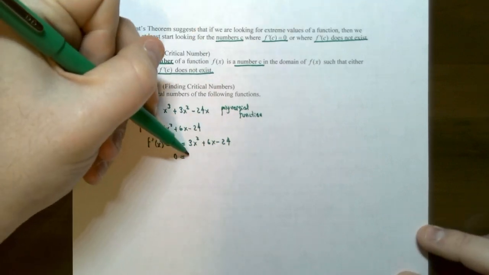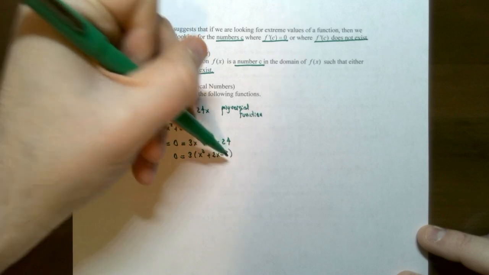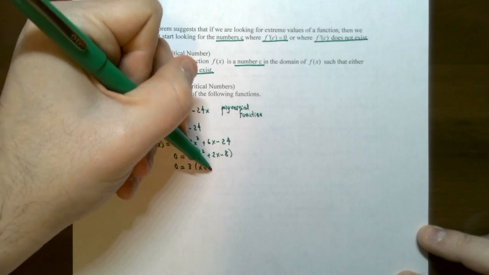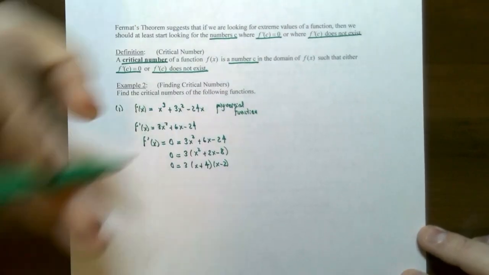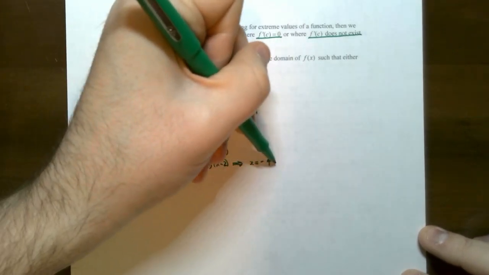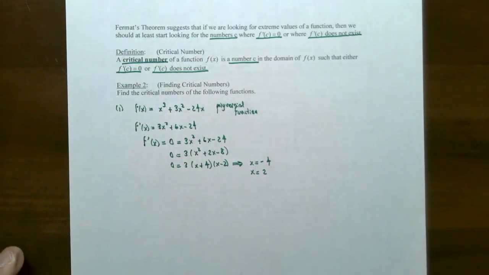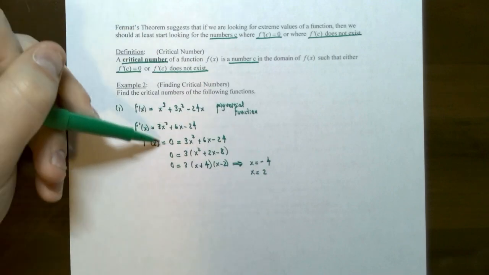So it looks like we can factor out a 3, and I believe that trinomial will factor further. x plus 4 and x subtract 2. So looks like we have x equals negative 4, x equals 2. These are called critical numbers. These are the x values where the derivative is 0.